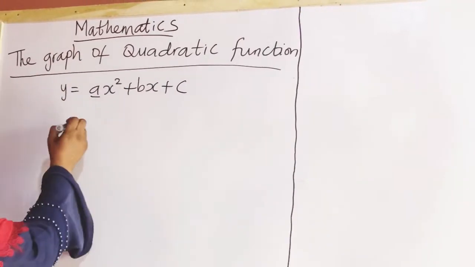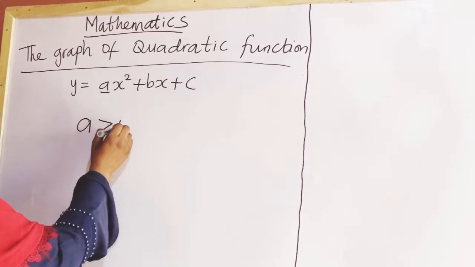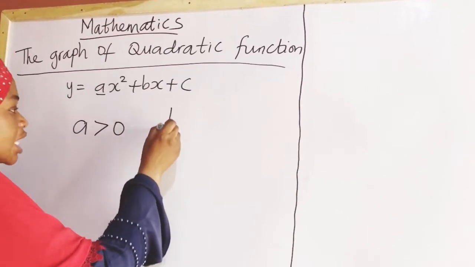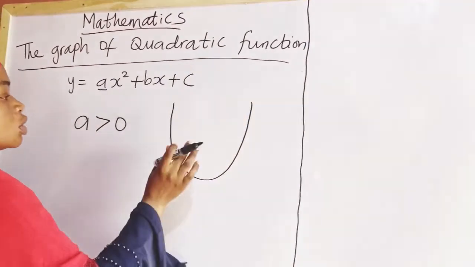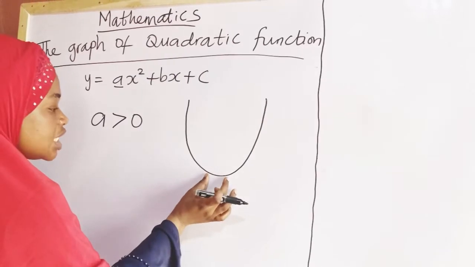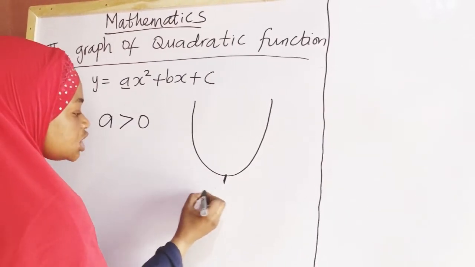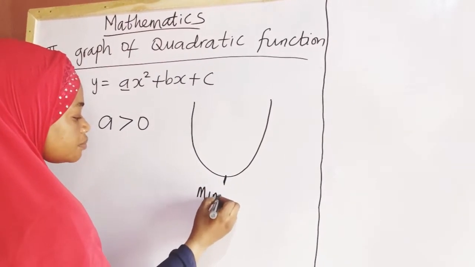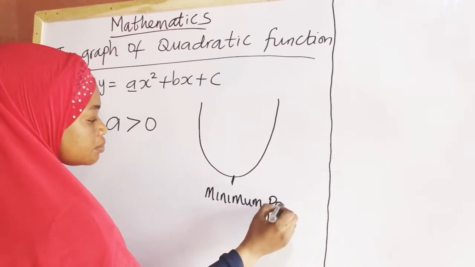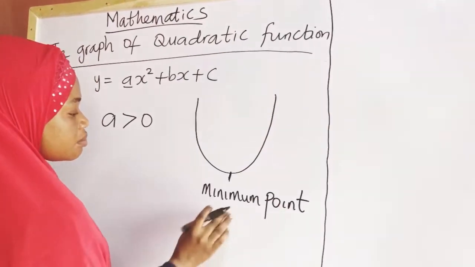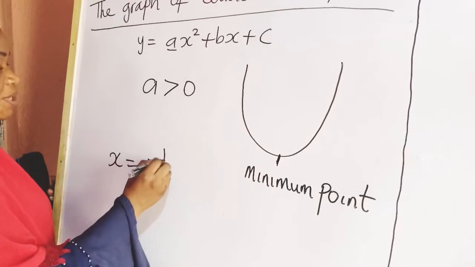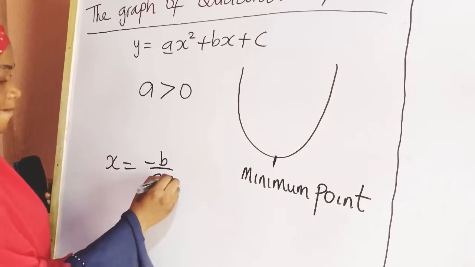If a is positive, that is, if a is greater than 0, the quadratic equation graph will look like this one. So this U shape will look up and the points will come down. So this point is called the minimum point. This minimum point occurs when x is equal to minus b over 2a.